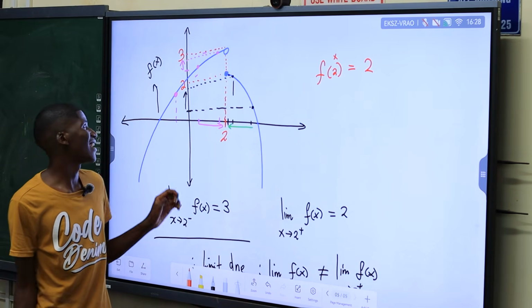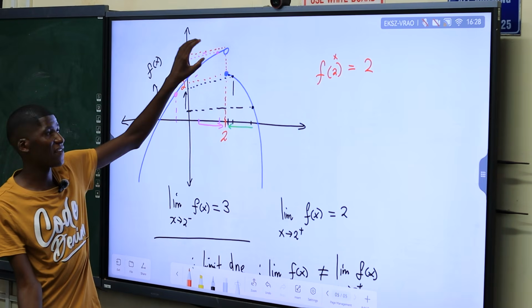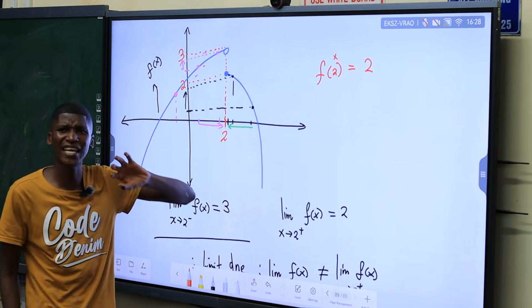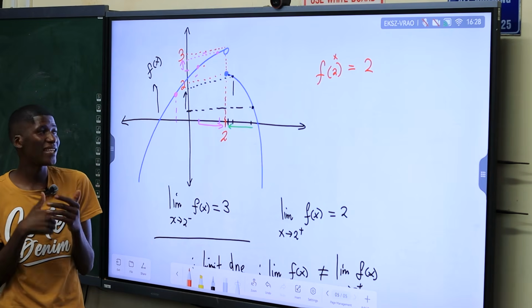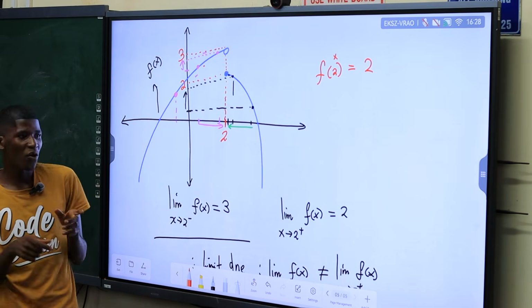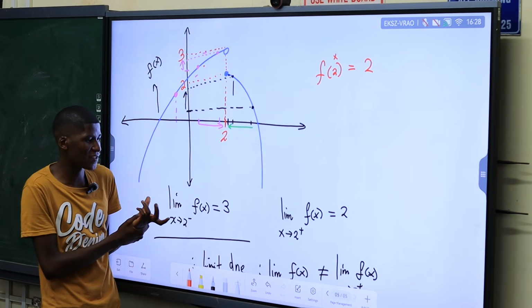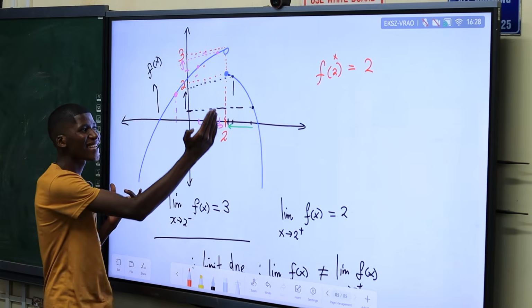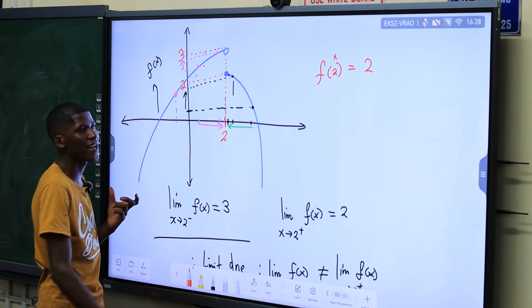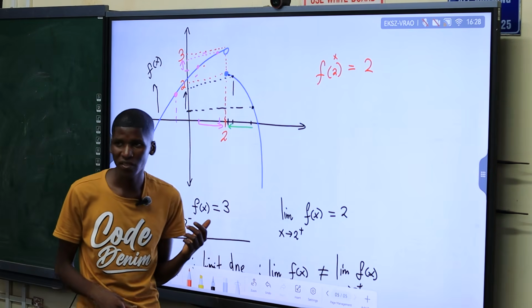But the limit as x approaches 2 from the left is what? It is 3. So let's differentiate. That's why I can say a limit is not the same as the y value we have exactly. It's not always the same. Because if you can see, approaching from the left, we're approaching y equals 3. But at exactly 2, our function is defined at y equals 2.